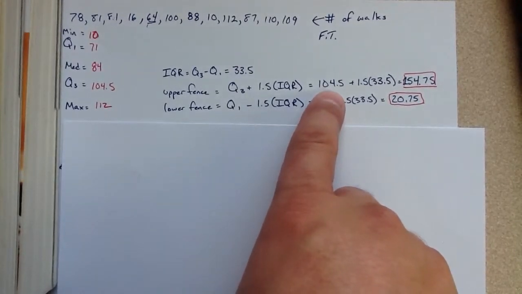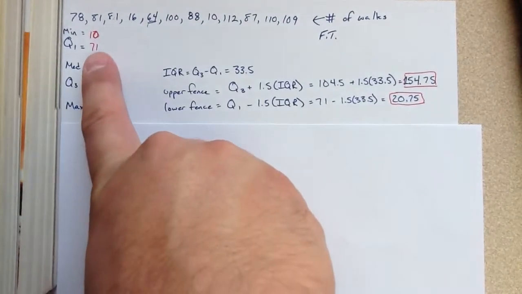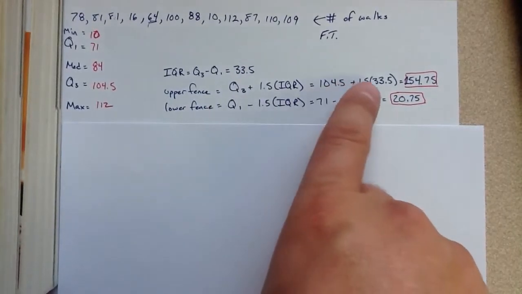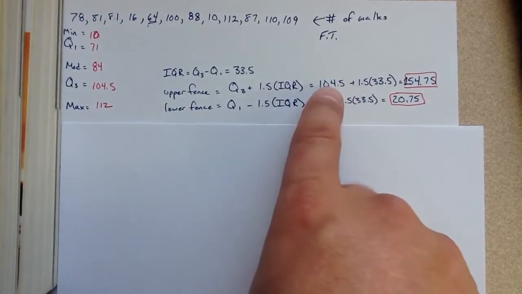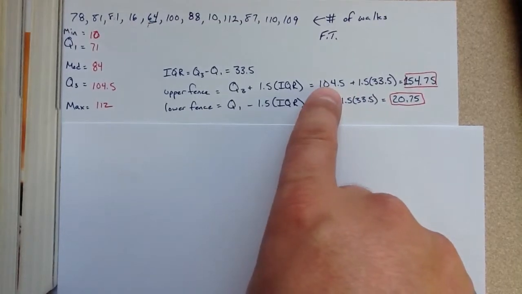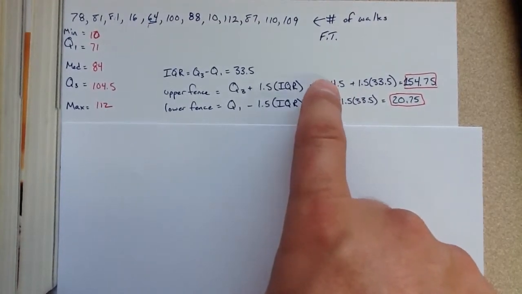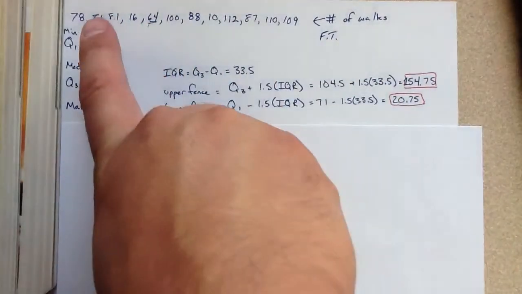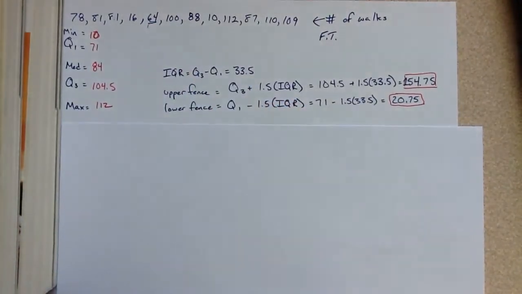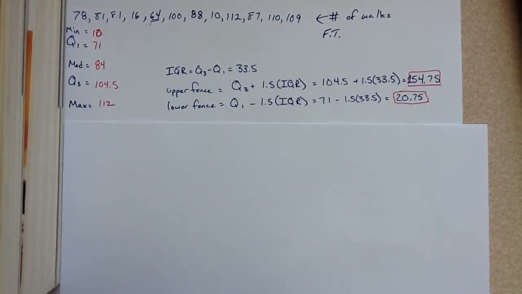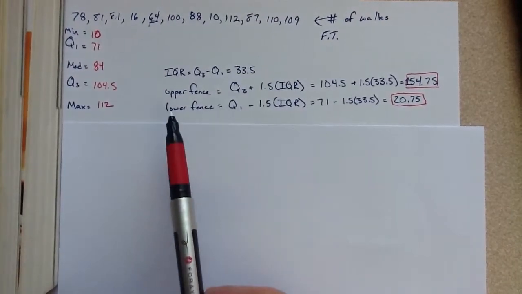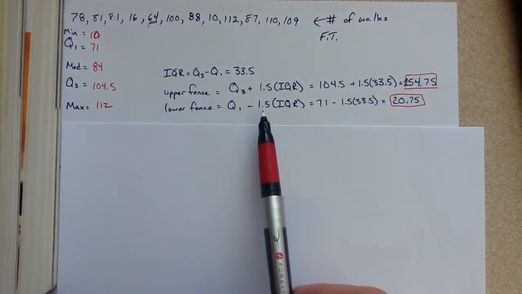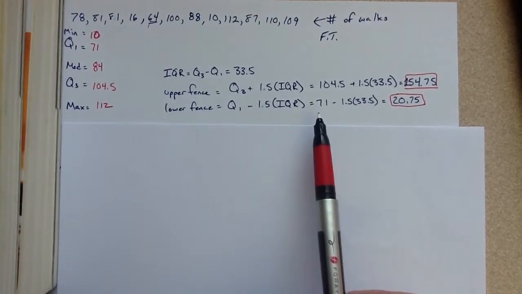Well, Q3 is 104.5, Q1 is 71, so we have an interquartile range of 33.5. So if it's more than 1.5 times that, plus 104.5, we have an outlier. So any data item that is more than 154.75 is an outlier. And it doesn't appear that any data items are greater than that.